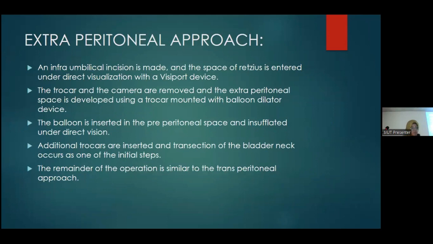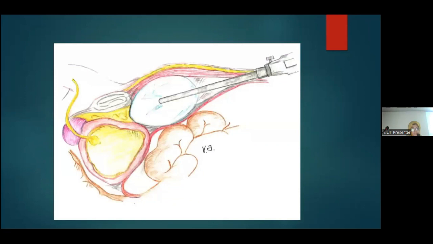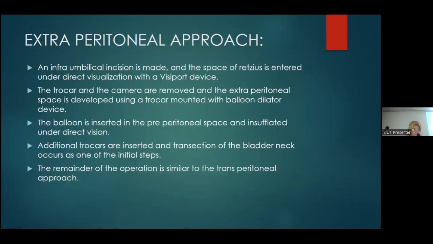The extraperitoneal approach is almost the same as the transperitoneal approach, except that after making the infraumbilical incision, the space of Retzius is entered under direct visualization with a Visiport device, and this is the diagram showing the Visiport device entering through the umbilical incision into the preperitoneal space.